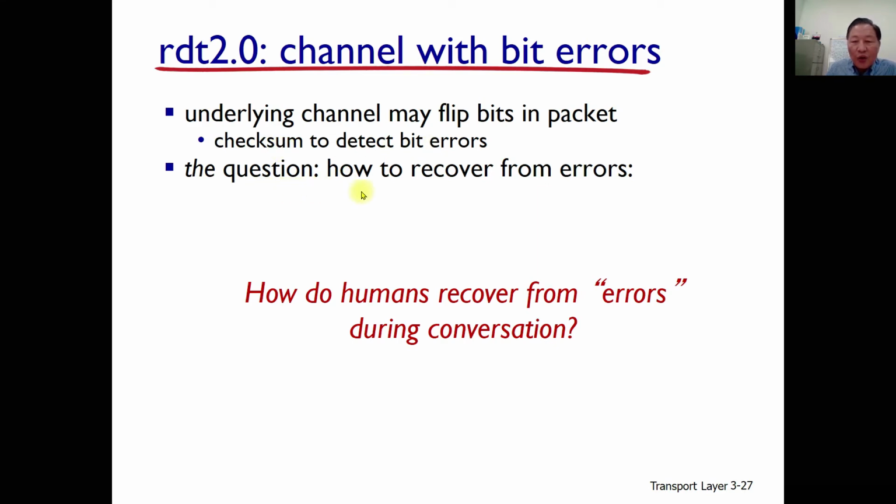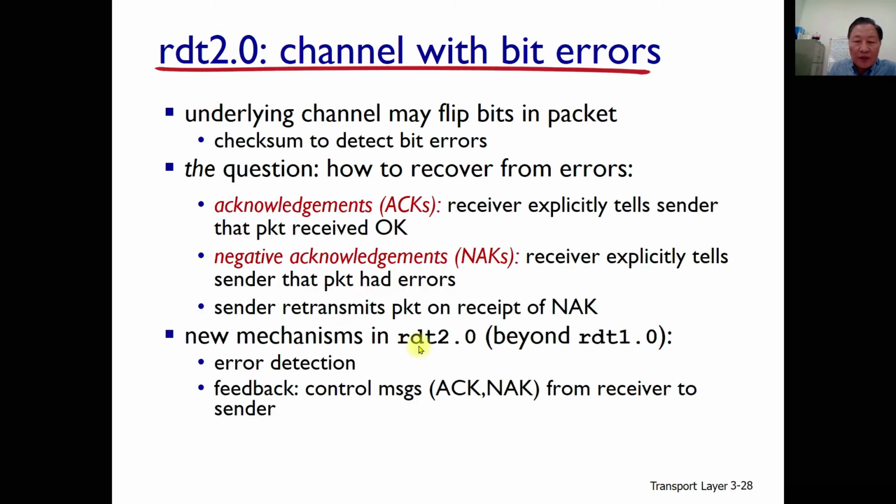Then the question is how to recover from errors. Think about our analogous example. How do humans recover from errors during conversation? If we couldn't hear well enough, then we can say, pardon me, and the other person will say it again. Like that. That is a kind of general protocol.